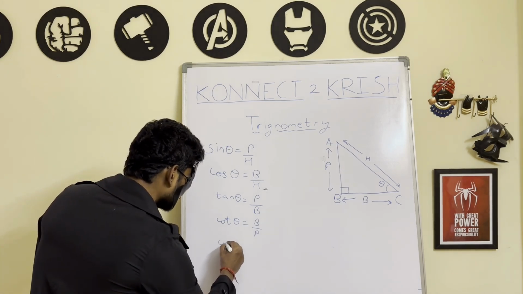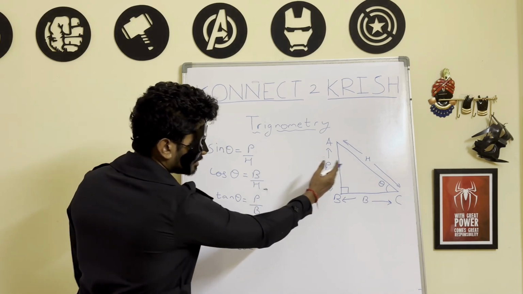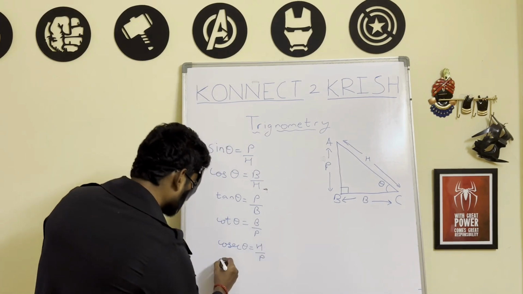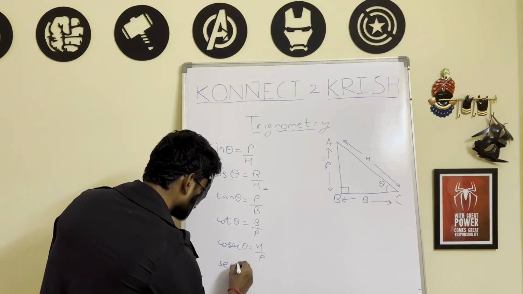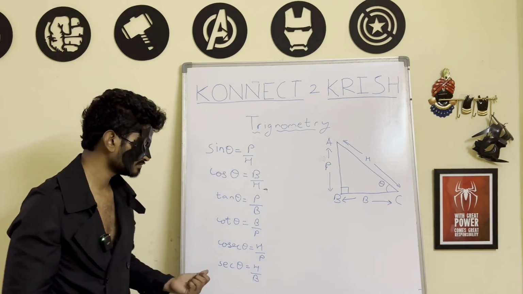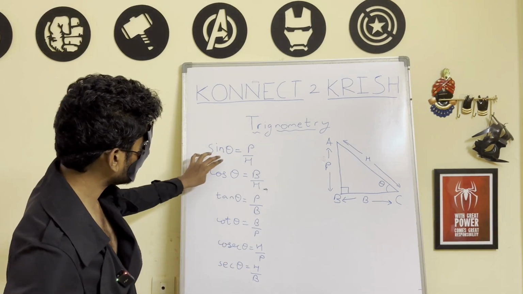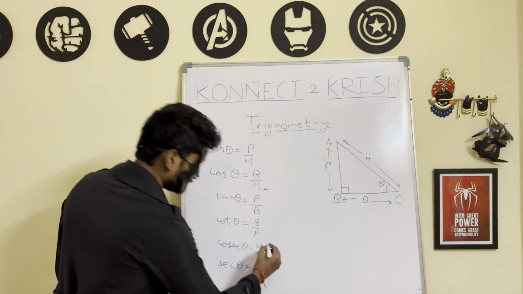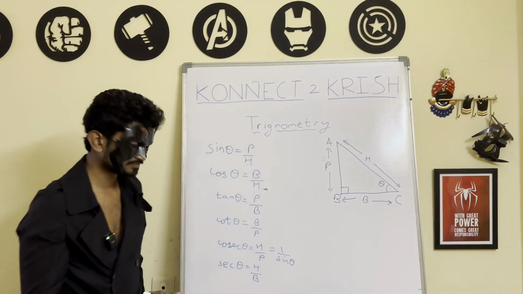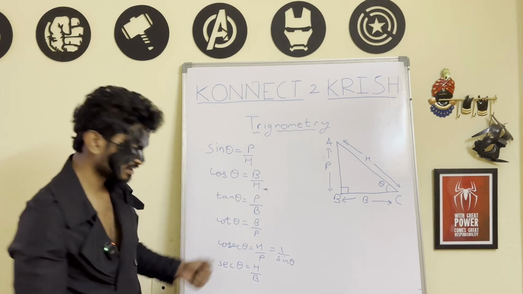Next, cosecant theta. Cosecant theta is nothing but hypotenuse by perpendicular. Secant theta is nothing but hypotenuse by base. As you can see, cosecant theta is hypotenuse by perpendicular, which is nothing but 1 by sin theta. And secant theta is hypotenuse by base, which is nothing but 1 by cos theta.